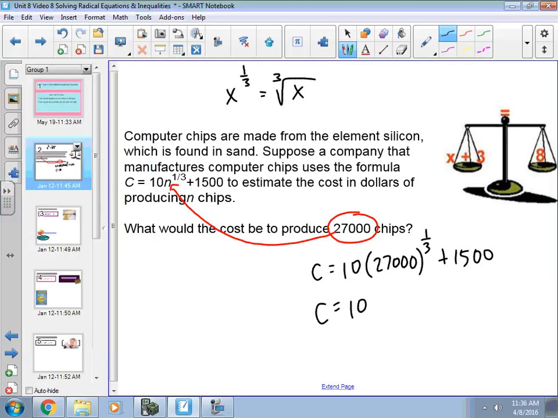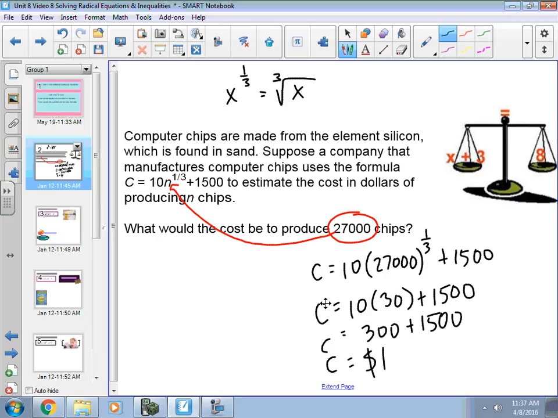So now we got 10 times 30 plus 1,500. Now it's just going through and solving this out. If we multiply these, we get 300 plus 1,500. Adding it up, our cost would be $1,800. Okay, so you should be comfortable working with either notation.